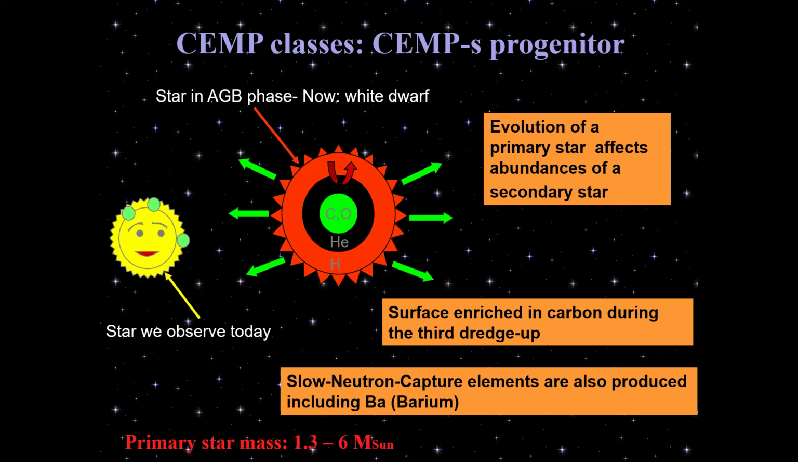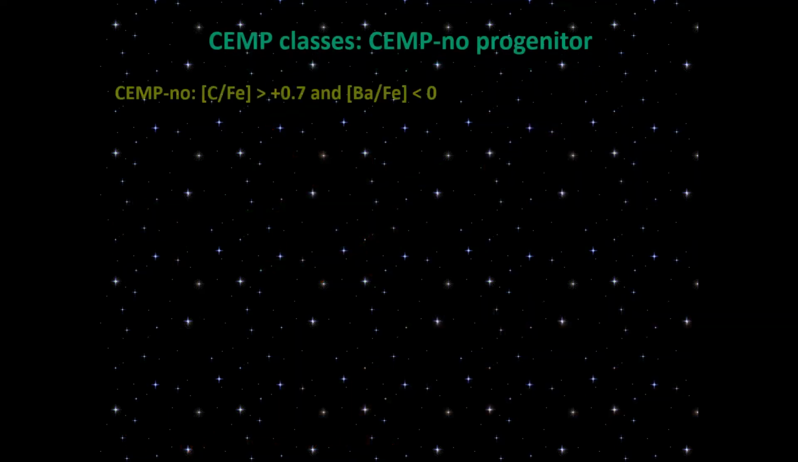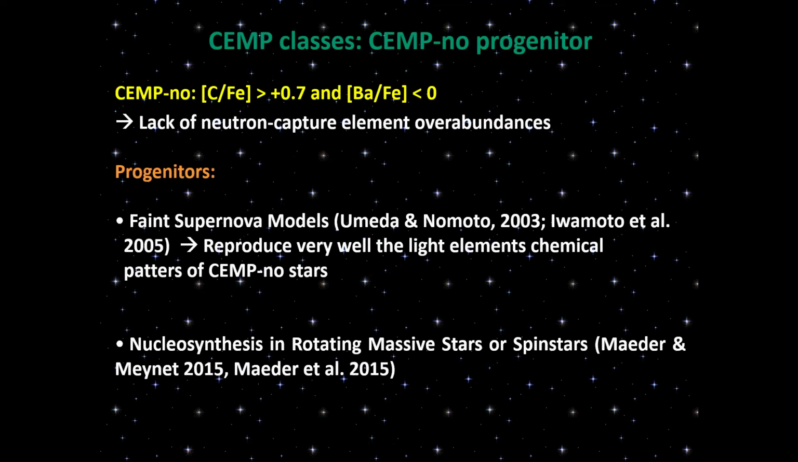So we are pretty confident with that model. But what about the CEMP-no stars? How did they get the carbon? The answer is that we don't know. There are hypotheses. The CEMP-no stars lack neutron-capture element overabundances, and we think they form from a gas cloud polluted by the first stars, Population III stars.